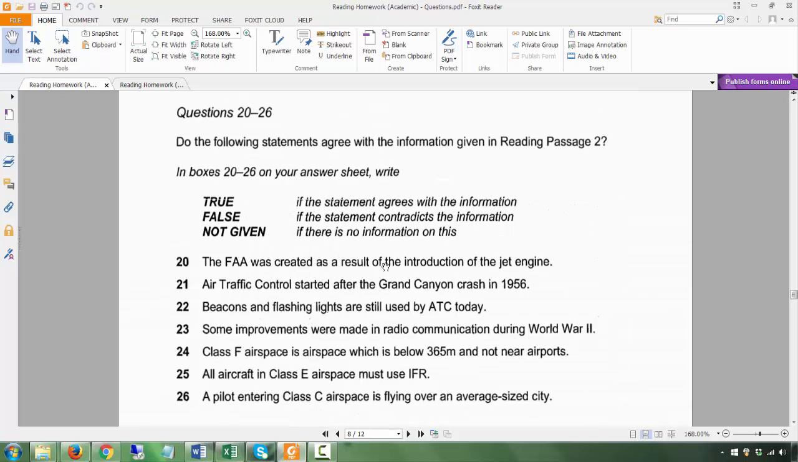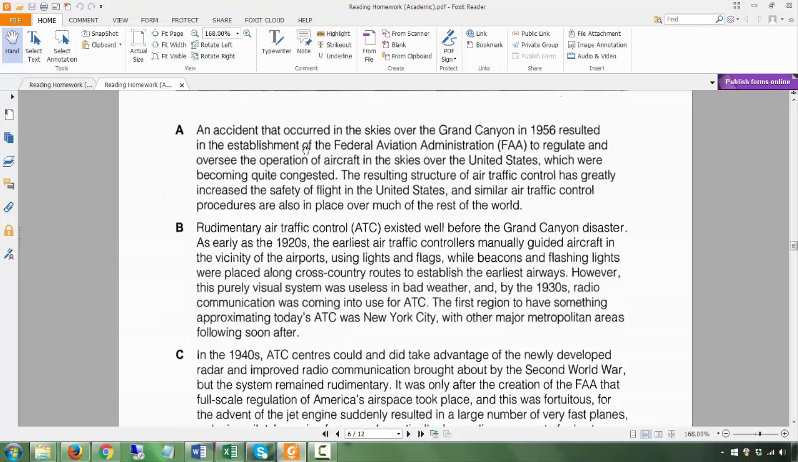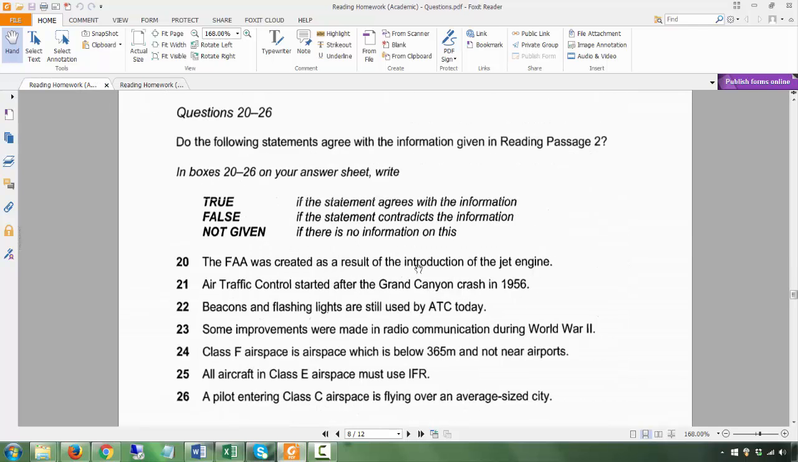Was it a result of the introduction of the jet engine? No. Very clearly it says that the accident resulted in the establishment of the FAA. So this is clearly false. It can't be "not given", because it can't be two things resulting in the creation of the FAA. Most likely it's going to be one thing, and if it's the accident that resulted in the creation of the FAA, then it's not possible that this is also true. So it's false.